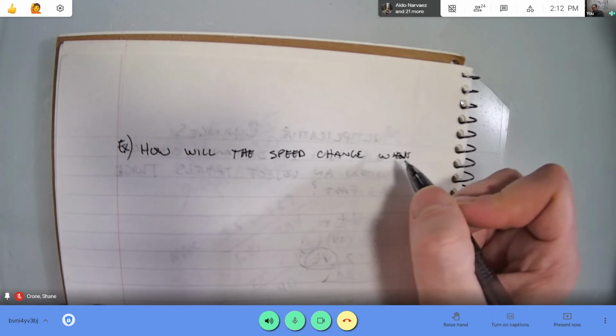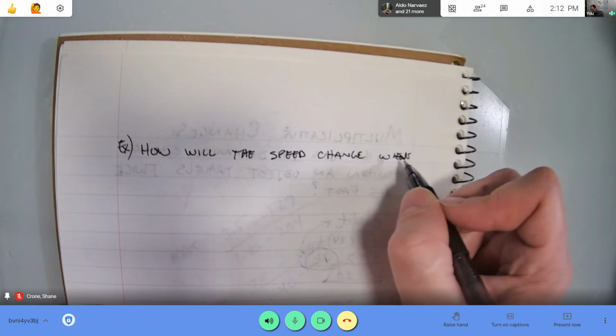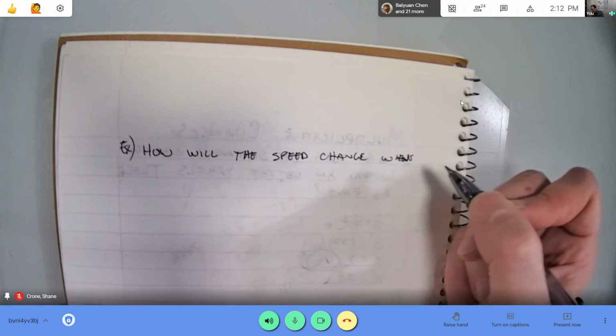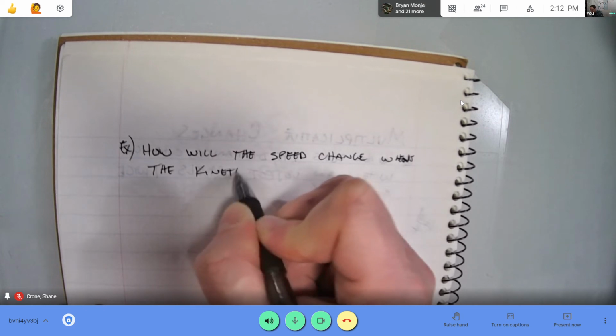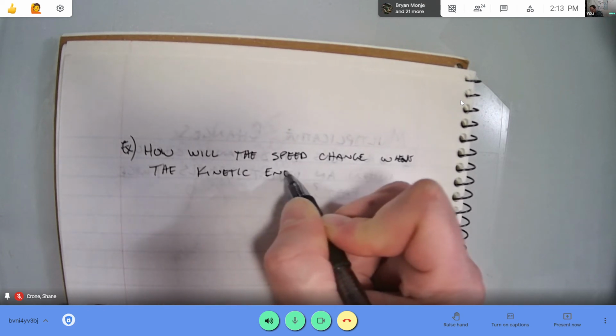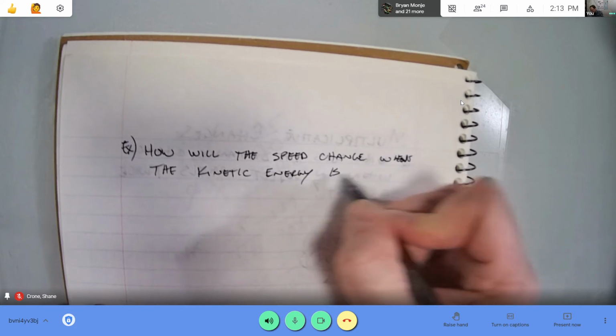That was supposed to be the word "when," if you can make any sense out of that word. How will the speed change when the kinetic energy is doubled?